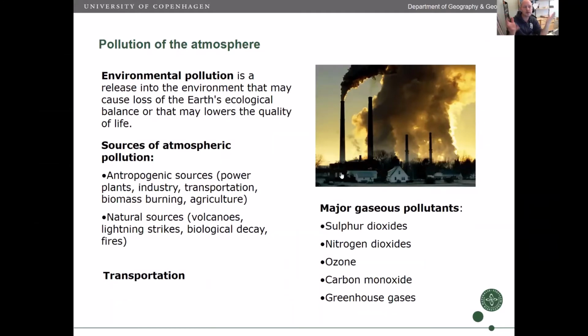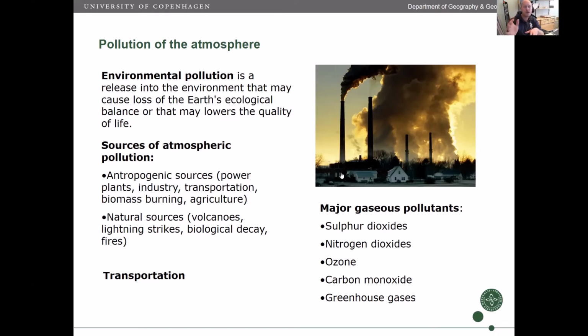And since some of these trace gases are very reactive, they can be harmful for us. So if these gases reach above a certain level, they are considered to become atmospheric pollution. And pollution, environmental pollution, is any release into the environment that may cause loss of Earth's ecological balance or that may lower the quality of life. So this can happen anywhere, but what we are interested in is the atmospheric pollution.